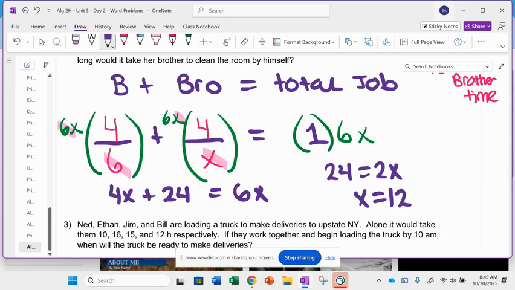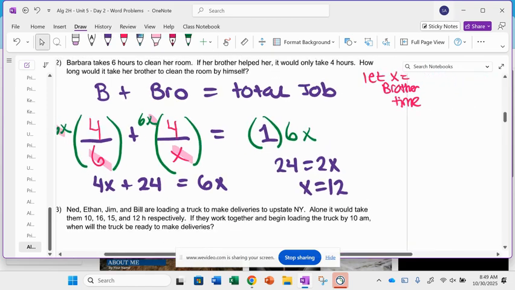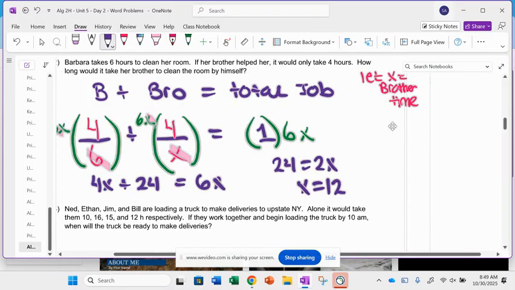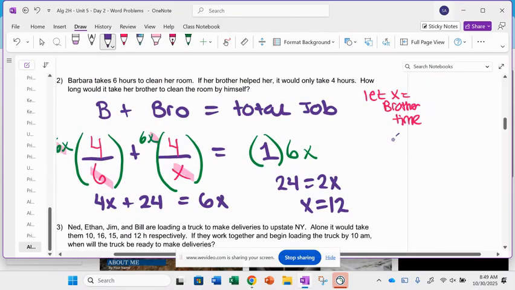What does this represent? Violet? Yep, this is his time alone. So it's going to be 12 hours is the answer.